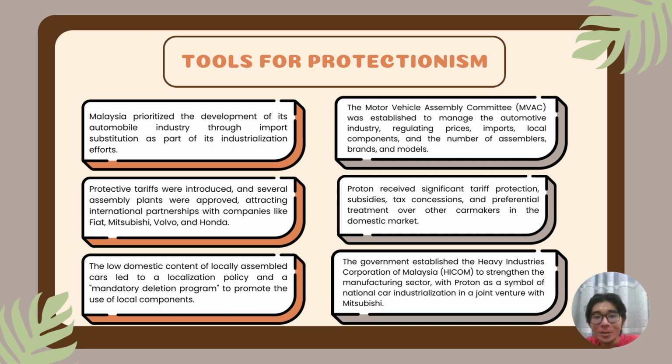And now I will be going through the tools for protectionism. Malaysia prioritized the development of its automobile industries through import substitution as part of its industrialization efforts. Protective tariffs were introduced, and several assembly plants were also approved, attracting international partnerships with companies like Fiat, Mitsubishi, Volvo, and Honda.